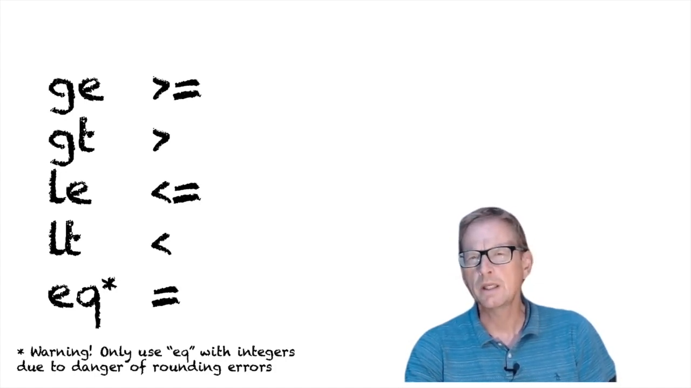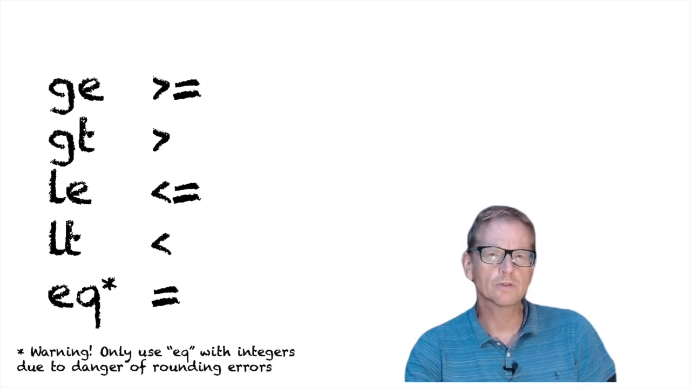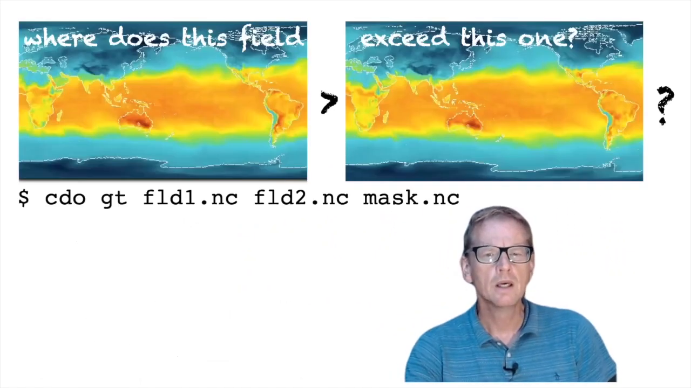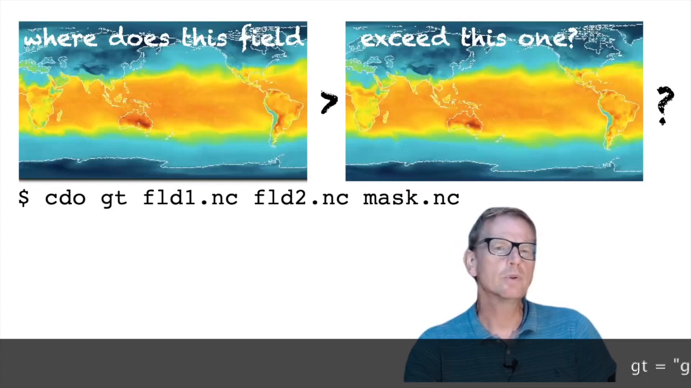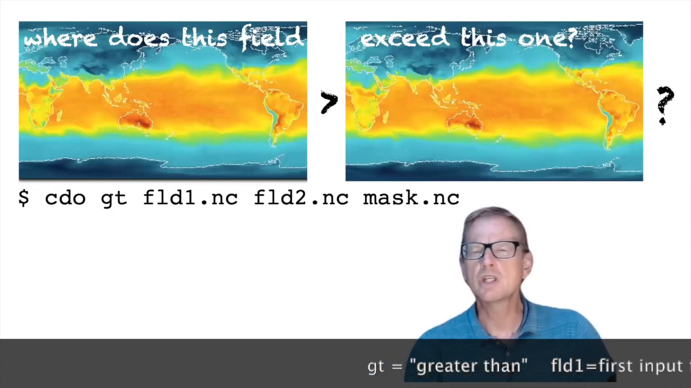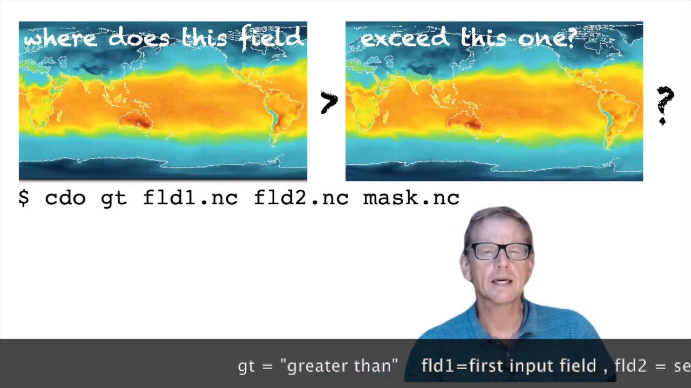I give a warning underneath. We should only use the equals function when comparing integer fields, not floats. That's because equals is a very dangerous logical operator for floating point numbers, where we can have rounding errors in the output. So our simple first command would be CDO space GT for greater than.